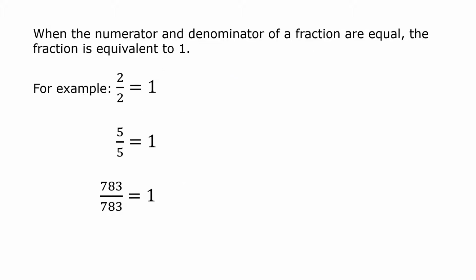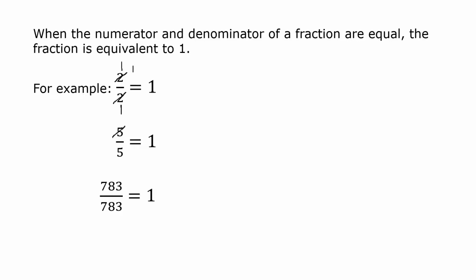When the numerator and denominator of a fraction are equal, the fraction is equivalent to 1. So if we have a look at our examples, we have 2 over 2 is equal to 1. This is because when I simplify the fraction, I divide the numerator and the denominator by the highest common factor of both. So where the numerator and denominator are the same, that number will be the highest common factor. So I divide through by 2 and I will get 1 over 1, which is equal to 1.